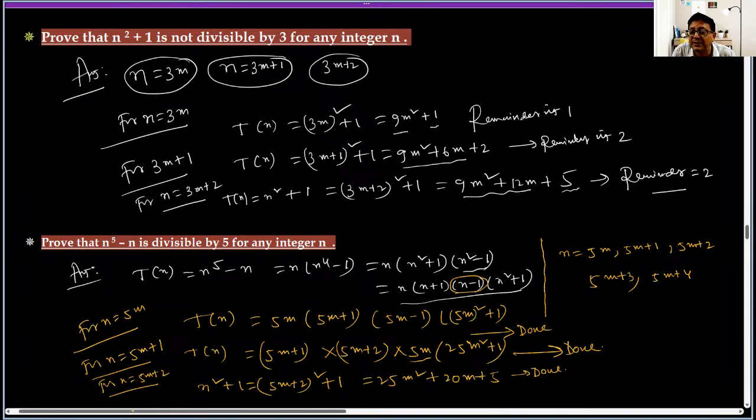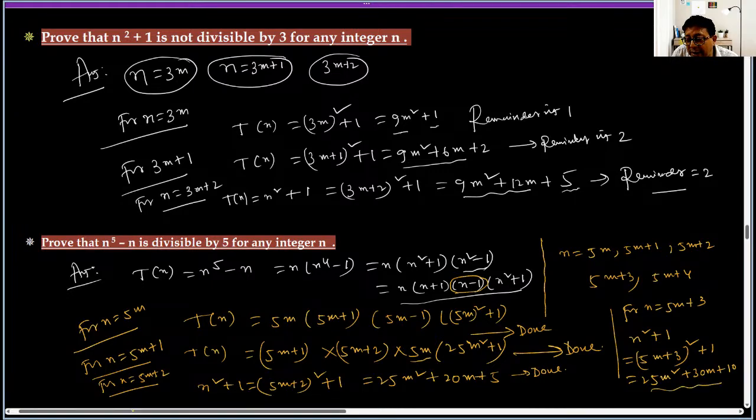Divisible by 5. Then what about 5m plus 3? Is it possible for 5m plus 3 to give you trouble? No, it will not give you trouble. You take 5m plus 3 on this factor only. For 5m plus 3, n square plus 1 is going to be 5m plus 3 whole square plus 1. This is 25m square plus 30m plus 9 plus 1.